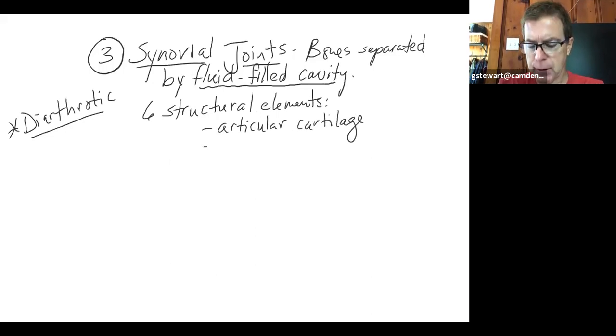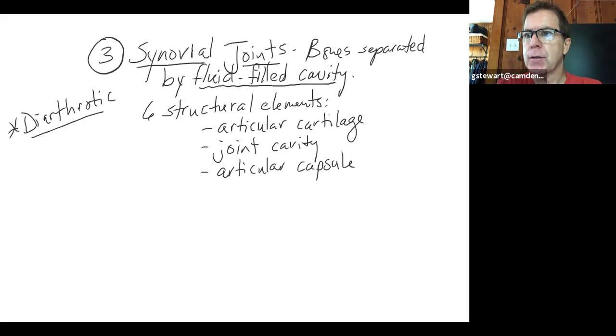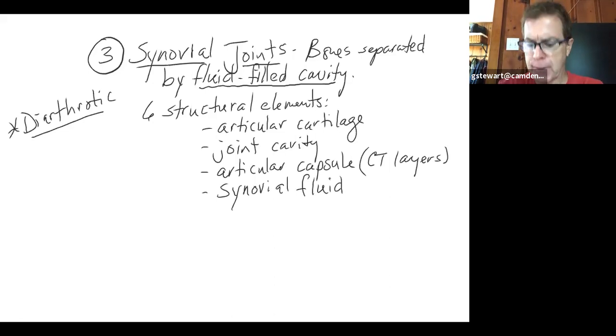and that would be hyaline cartilage, by the way. There is a joint cavity. There's also something called an articular capsule. I'll draw a picture in a moment. This is just connective tissue layers. There is fluid, and we call that synovial fluid from the name of the joint.